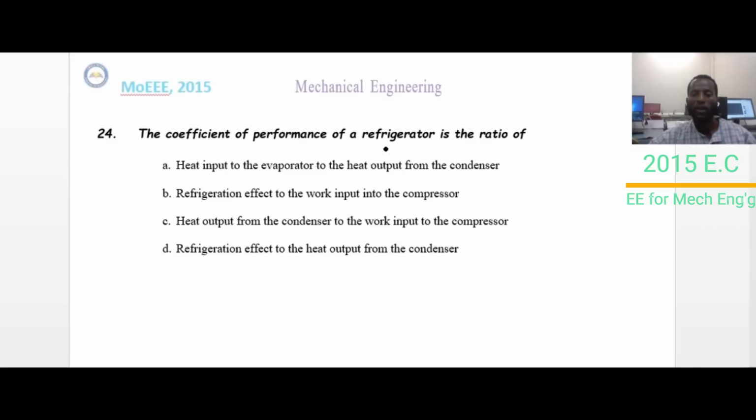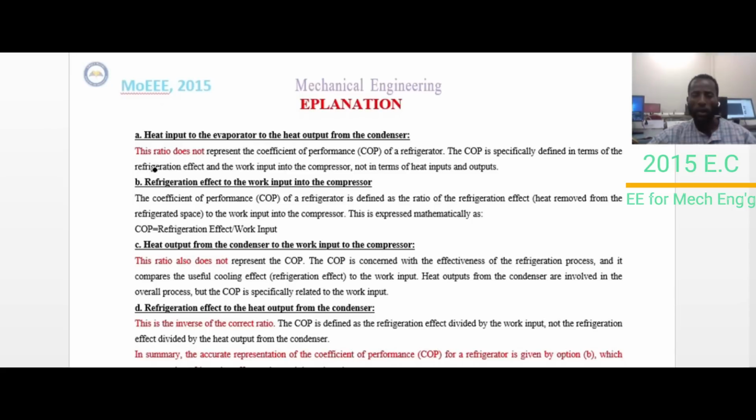The coefficient of performance of a refrigerator is the ratio of: A, heat input to the evaporator to the heat output from the condenser; B, refrigeration effect to the work input into the compressor; C, heat output from the condenser to the work input to the compressor; D, refrigeration effect to the heat output from the condenser. So from these, which one best describes the coefficient of performance of a refrigerator? A, heat input to the evaporator to the heat output from the condenser.